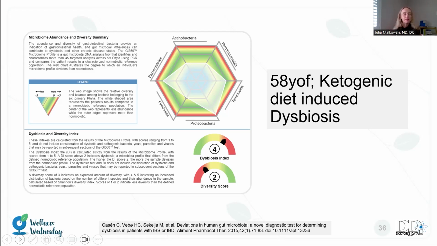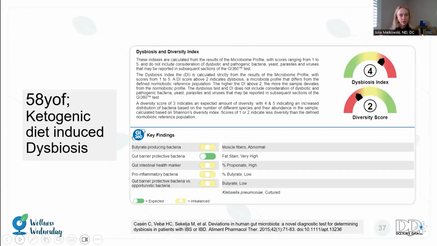The top left corner, actinobacteria, a clinical pearl, is they like vegetables. And the top right corner, Verrucomicrobia, they like polyphenols. So an individual that is eschewing those produce and they're eating mostly meat, you can see that they have the elevated proteobacteria, this inflammatory dysbiosis. No surprise, dysbiosis index score is 5. This is a dysbiotic gut, and diversity score is 2. We have low diversity.